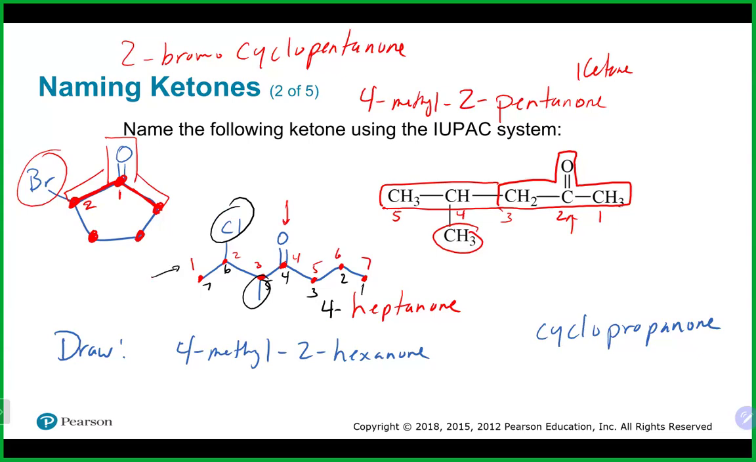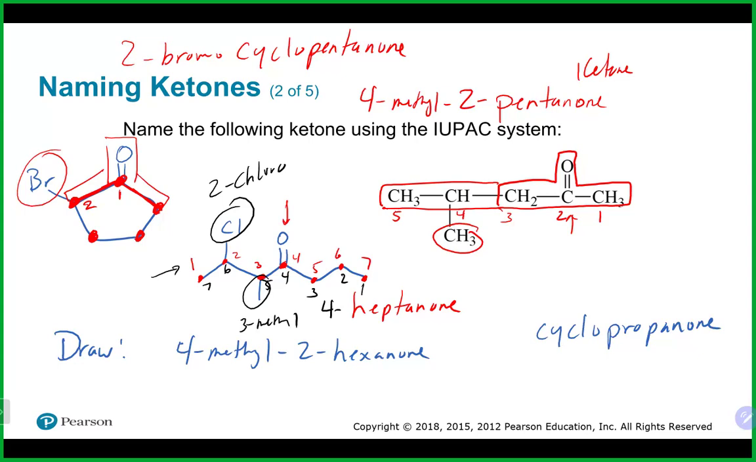Left to right. That's going to give our groups, which would then be the next important thing, the smaller numbers. So that means we would have a 2-chloro, right? And that little line there would be a 3-methyl. Again, we want to go alphabetical order.